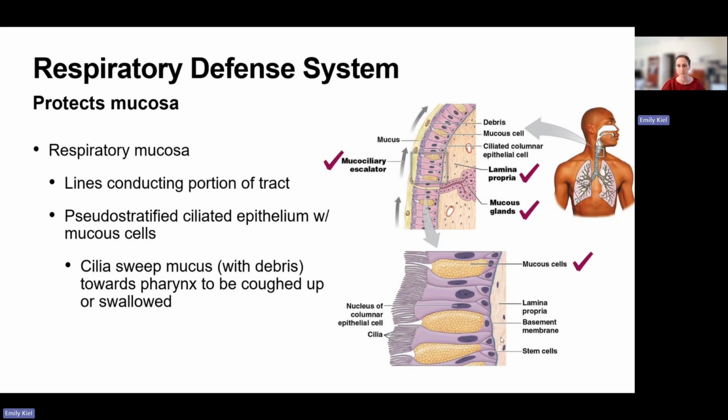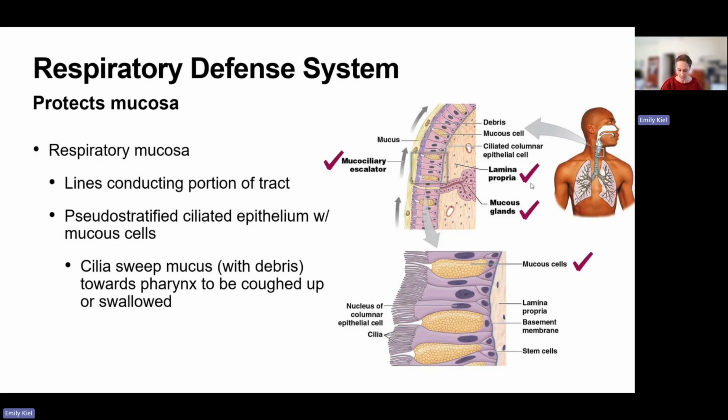We've got our basement membrane, and we've got our lamina propria. And in that lamina propria, we're going to have larger mucus glands that are going to produce even more mucus. And you probably can experience that mucus if it's creating more than usual with an infection. If you have a runny nose or a cough, you're seeing those mucus glands in action.